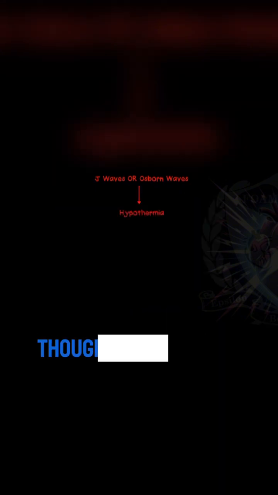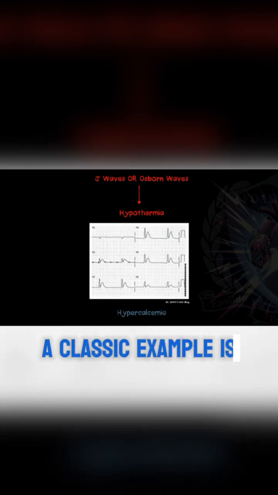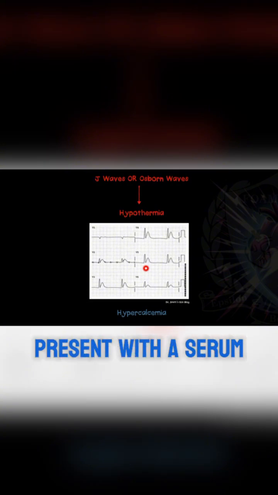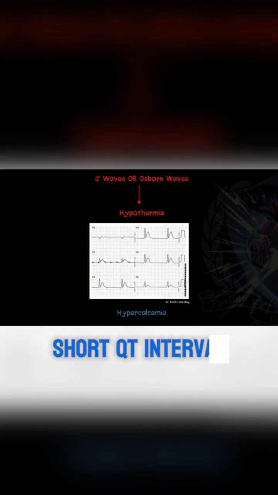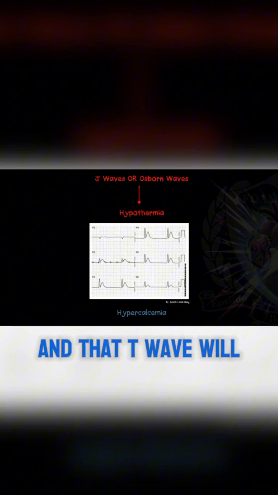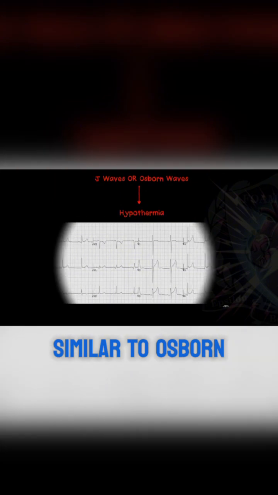So it's traditionally thought that Osborne waves or these J waves are seen exclusively in hypothermia, but just remember that's not always the case. A classic example is actually hypercalcemia. So patients that present with serum calcium greater than 11 will often get a very short QT interval, and that T wave will butt right up against the QRS complex, making it look very similar to Osborne waves.